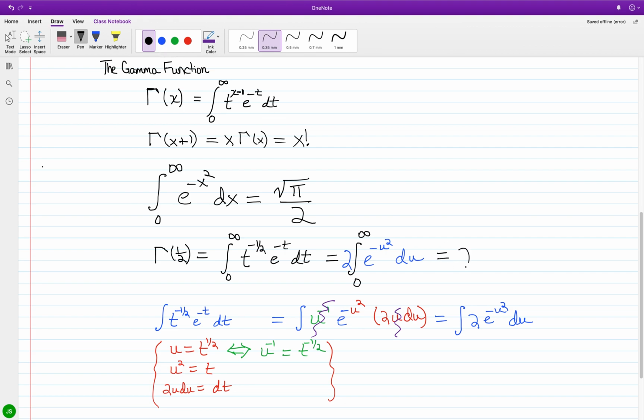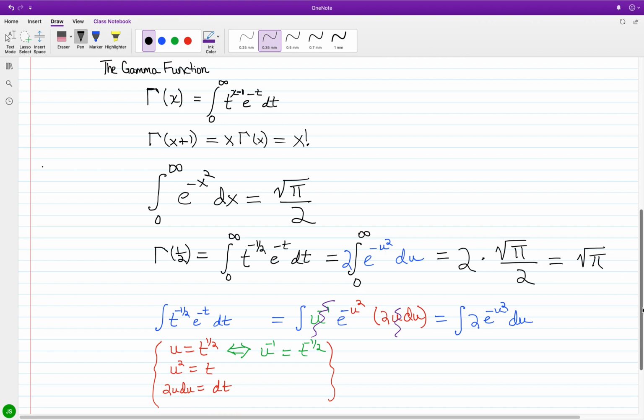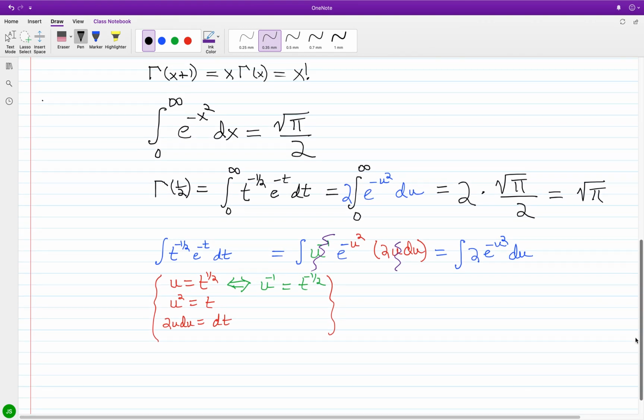And guess what? Regardless of the variable, you have e to the negative of the square of the variable in the differential of the same variable. As the variable goes from 0 to infinity, we have the square root of pi over 2. And here I have 2 times the square root of pi all over 2. So with gamma of 1/2, this will come out to the square root of pi.